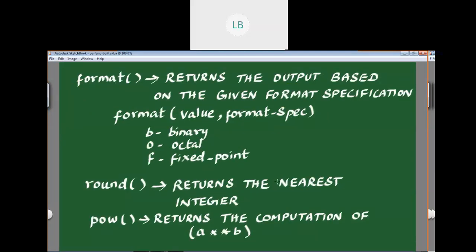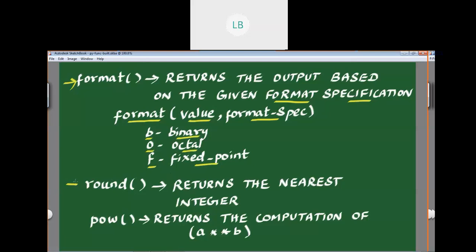The next one, format function. It returns the output based on the given format specification. You are going to use the format function to format this value, and you have to give the specification. If I give the specification as b, it will give the binary form. o for octal, f for fixed point.